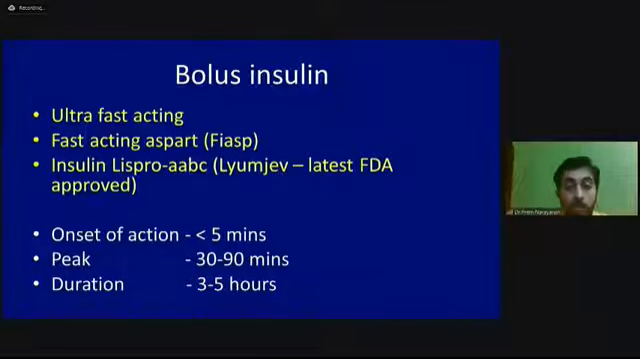Another category of bolus insulin which has come into our practice is the ultra fast acting bolus insulin. One already launched and used by us is fast acting insulin aspart, under the trade name of Fiasp. And at the recently concluded ADA, there was also a newer molecule, insulin lispro-aabc, under the trade name Lyumjev, which is the latest FDA approved ultra fast acting insulin lispro. Onset of action for Fiasp is less than 5 minutes. Peak action is 30 to 90 minutes. Duration is 3 to 5 hours, but slightly less compared with the usual aspart.